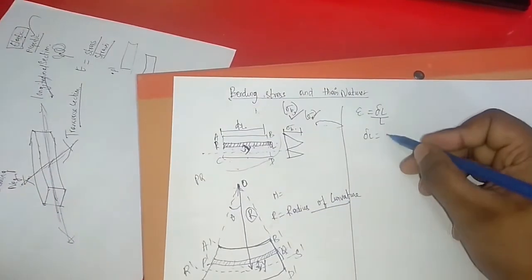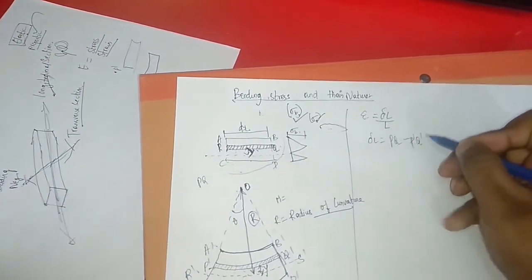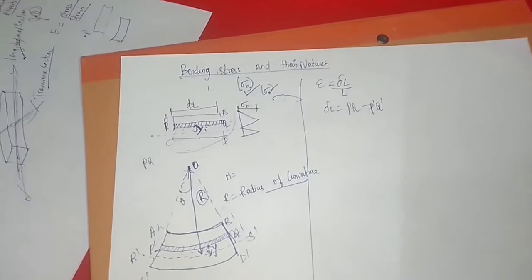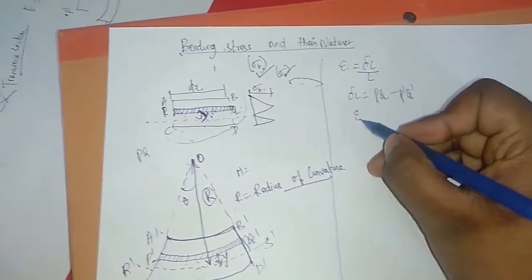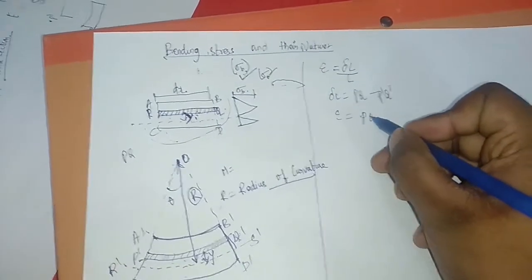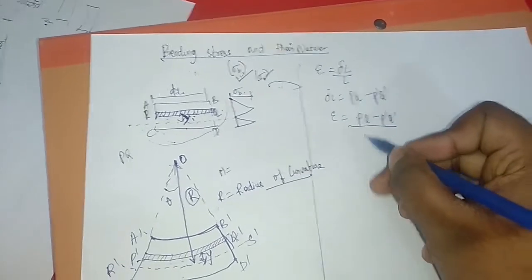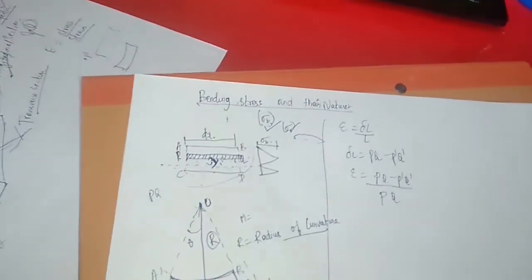So the change in length is PQ minus P' Q'. That is your change in length, divided by the original length. How can we write this equation? Strain is equal to PQ minus P' Q', the change in length, divided by PQ, the original length of the strip.